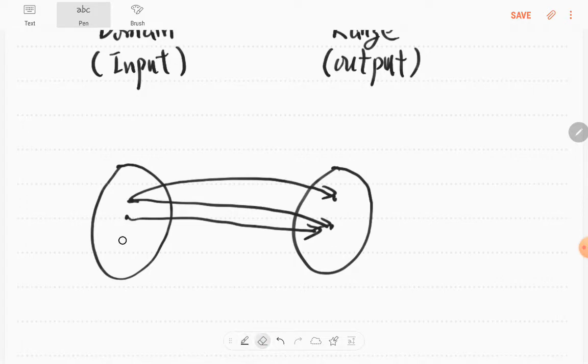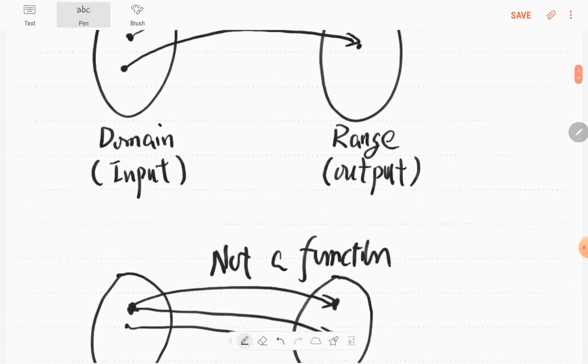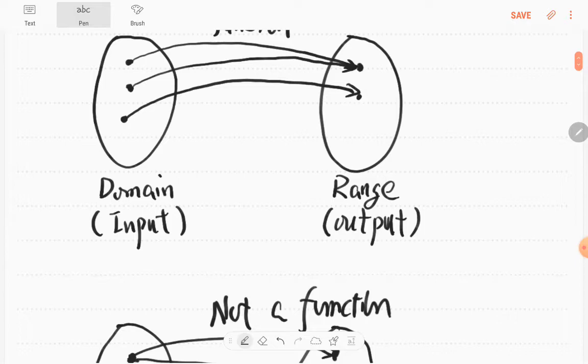Okay, let's look at this example. This is not a function because for this element on the left side, there are two correspondents on the right side. So it's not a function. Okay, for a function, each element on the left side in the domain corresponds to only one element in the range.